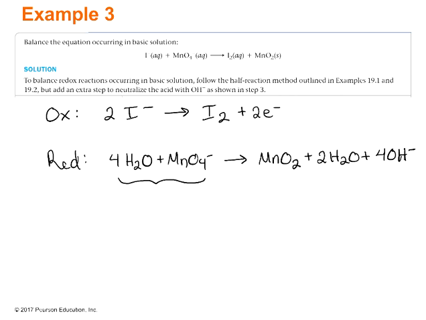So on the left-hand side, we have 4 neutral water molecules and 1 permanganate ion with a negative charge. So the total charge on the left is just -1. And then we're going to gain some amount of electrons.